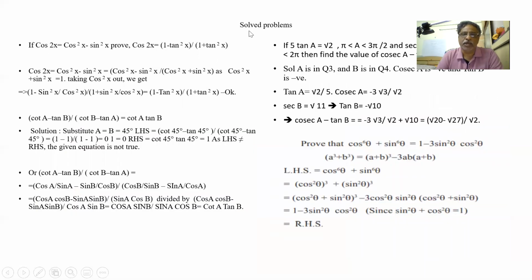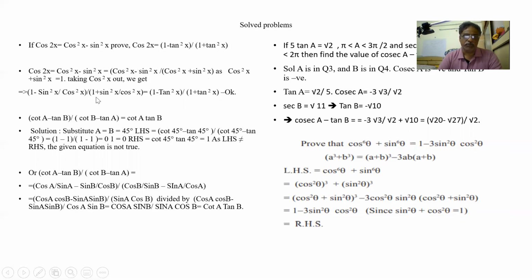So let us do some solved problems, out of whatever we have learned so far. If cos 2x is given as this, prove that (1 minus tan square x) by (1 plus tan square x) is cos 2x. So cos square x minus sin square x, I am dividing by cos square x plus sin square x, because we know cos square x plus sin square x is 1, so its value doesn't change. Then if we take cos square out from here, it becomes 1 minus tan square x; and here if I take out cos square, 1 plus tan square x.